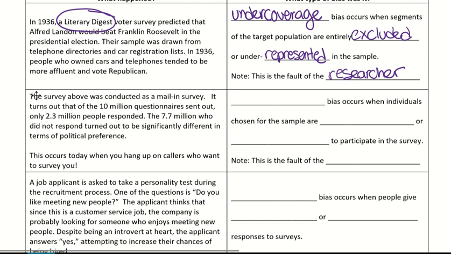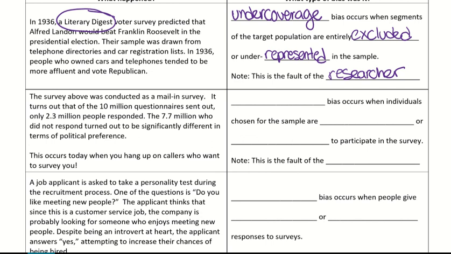So the next thing, the survey above was conducted as a mail-in survey. So that means that they sent out 10 million questionnaires and people responded. Of those 10 million questionnaires, only 2.3 million people responded, which is about 23% of people. So the 7.7 million who didn't respond turned out to be really different in terms of their political preference.